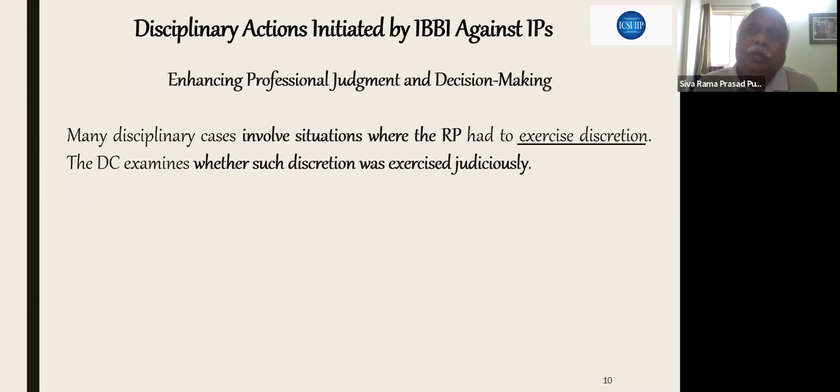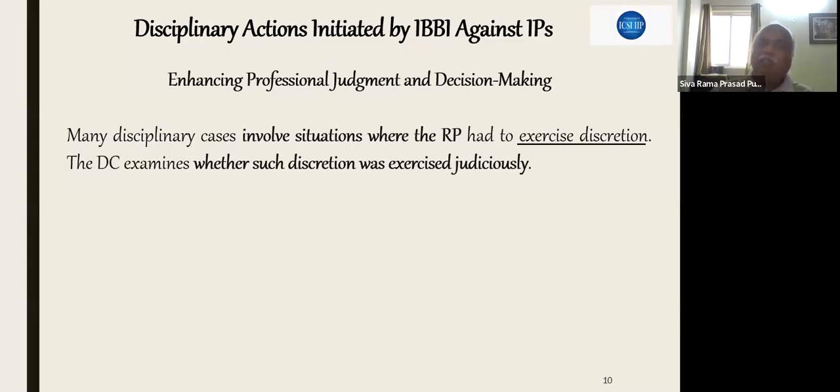Enhancing the professional judgment and decision making. Many disciplinary cases involve a situation where the RP has exercised discretion. The DC examines whether the discretion was exercised judicially or not. In the case of liquidation or amount spent, the CIRP cost, discretion is there. Suppose the employees are available within the company, why are you hiring from outside? We have to minimize the CIRP cost to a large extent, because thereby the others will be benefited.